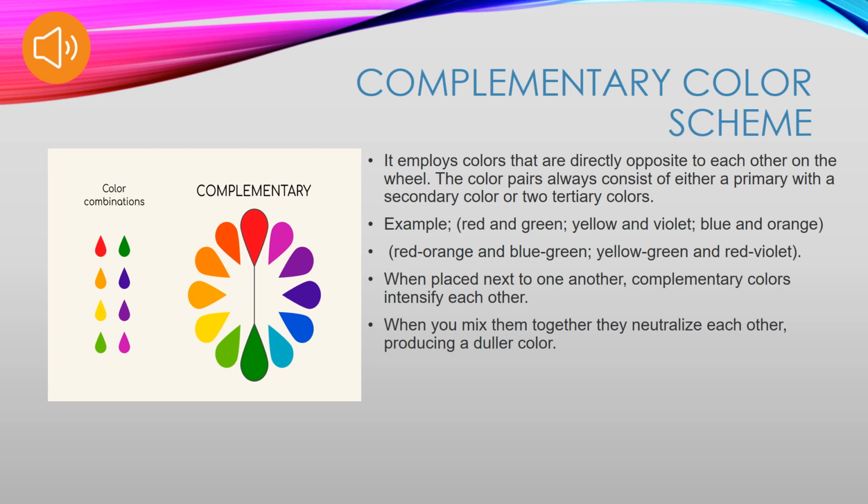As an example, we have red and green, yellow and violet, blue and orange. Examples of 2 tertiary color combinations are red-orange and blue-green, yellow-green and red-violet. When placed next to each other, complementary colors intensify each other. When you mix them together, they neutralize each other, producing a duller color.